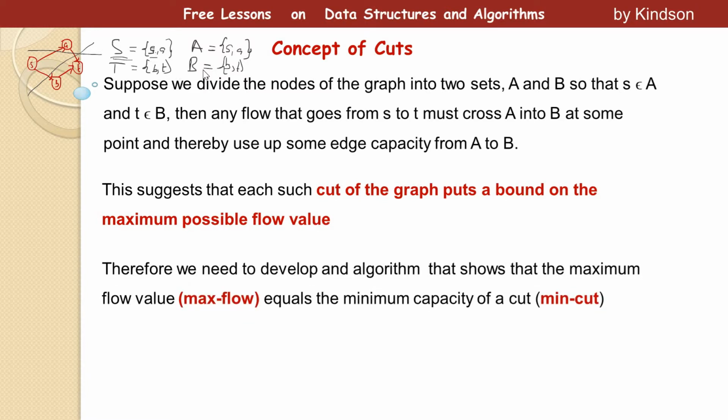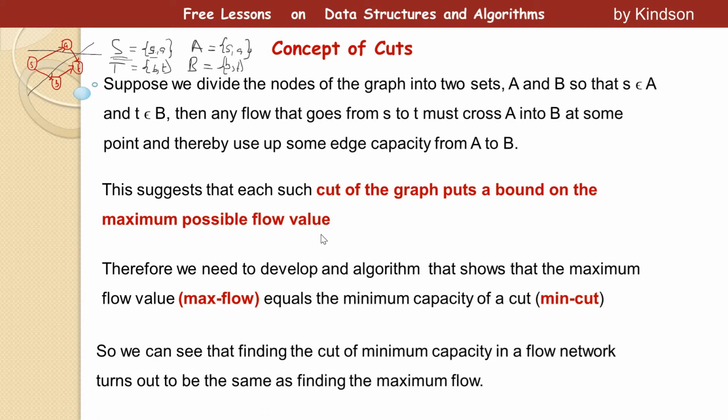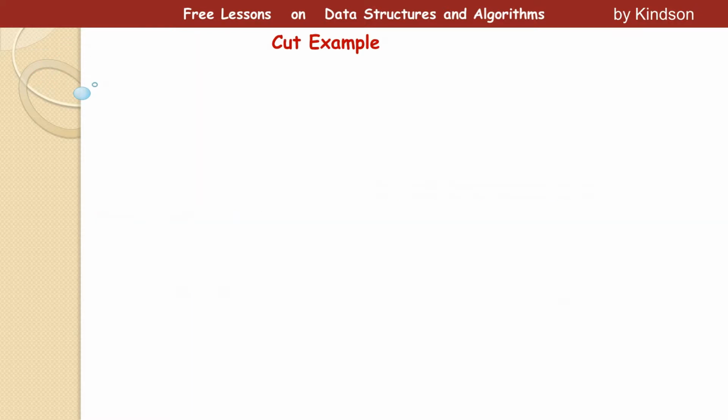Therefore, we need to develop an algorithm that shows that the maximum flow equals the minimum capacity of a cut, the min cut. This will become clearer in the next screen. But what I want you to take note of is that the cut puts a bound on the maximum possible flow value. How does it play out? We can see that finding the cut of minimum capacity in a flow network turns out to be the same as finding the maximum flow.